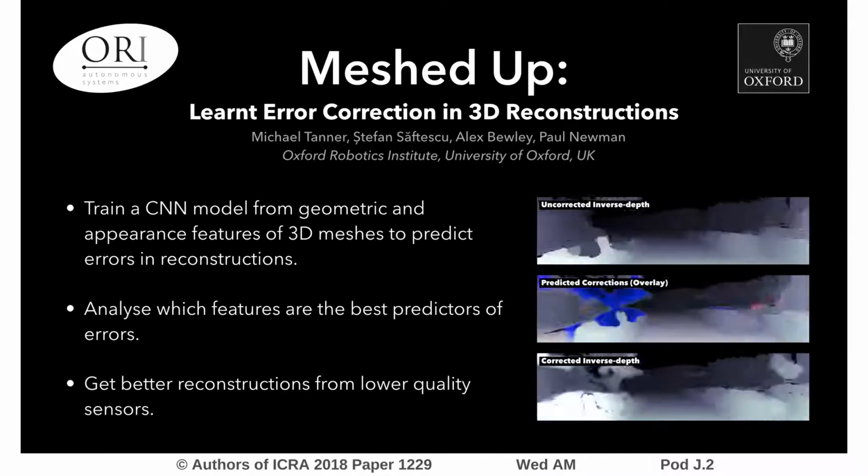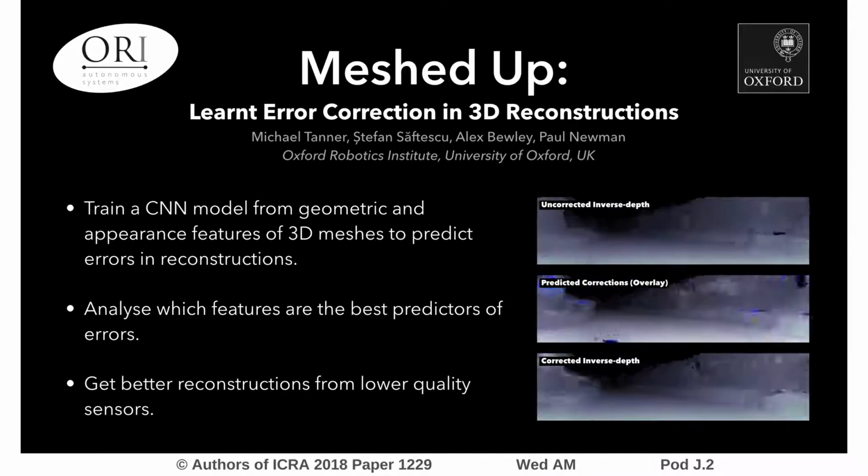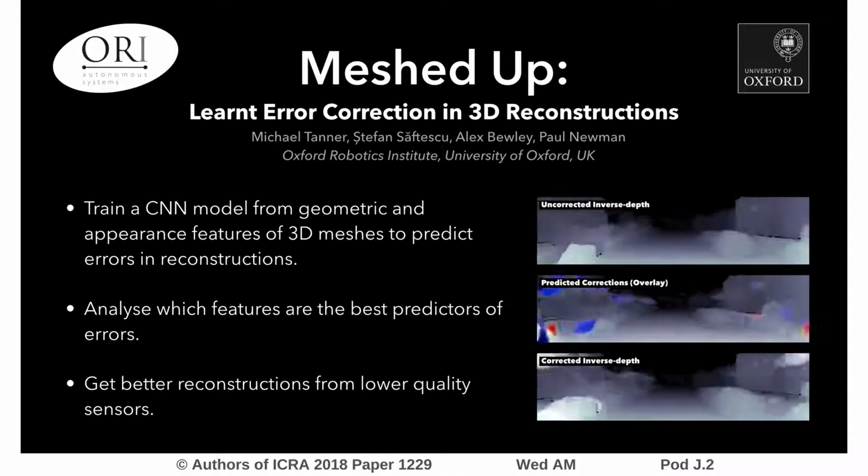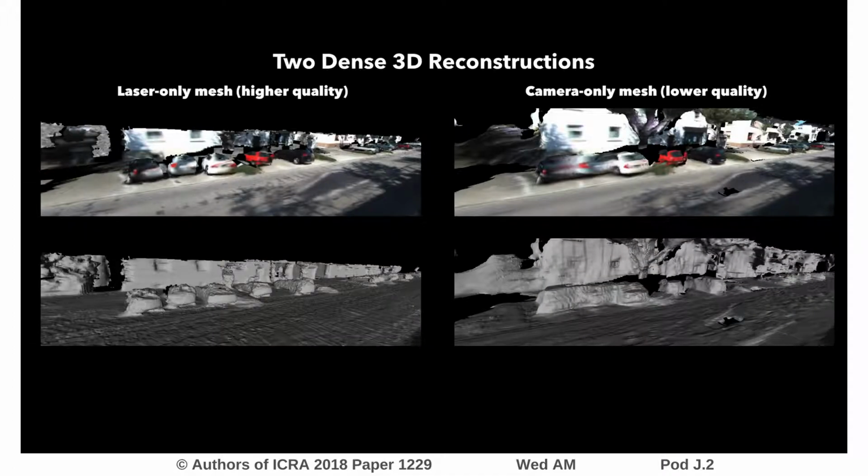In this video, we present a method for learning to correct errors in inverse depth images of 3D reconstruction. Our approach uses two dense reconstructions of the same scene that differ in quality.